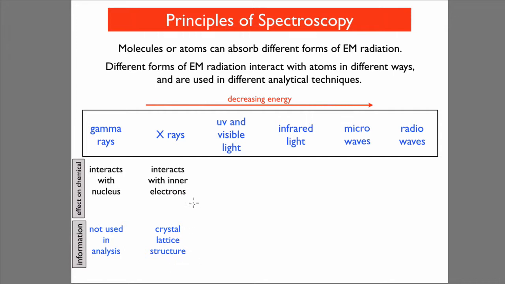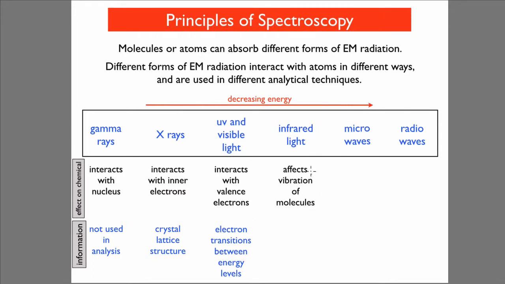X-rays interact with the inner electrons, and we use these for crystal lattice structures in X-ray crystallography. UV and visible light interact with the valence electrons, those outer electrons, and the electron transitions between energy levels. Infrared light affects the vibration of molecules and the type of chemical bonds. It's different for different types of chemical bonds, so bonds vibrate differently, and infrared light interacts with that vibration.